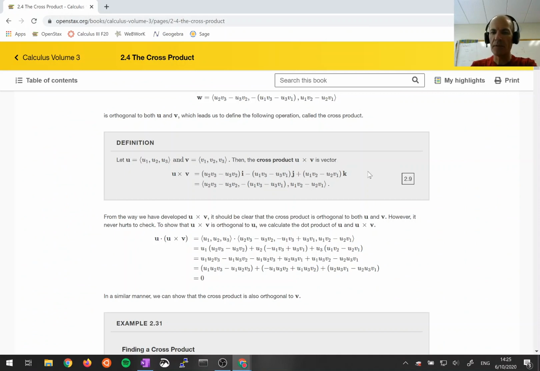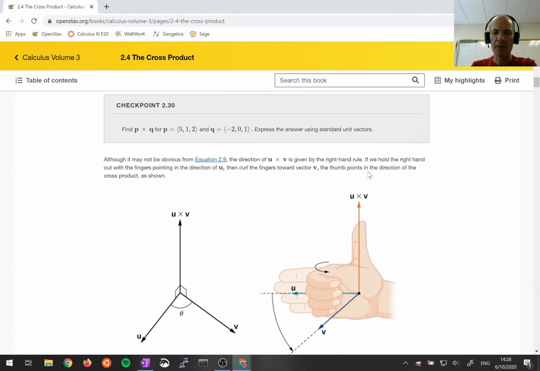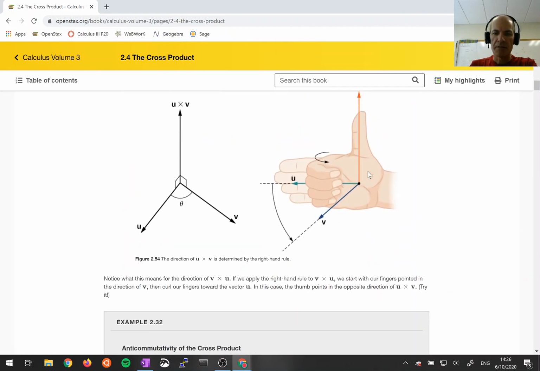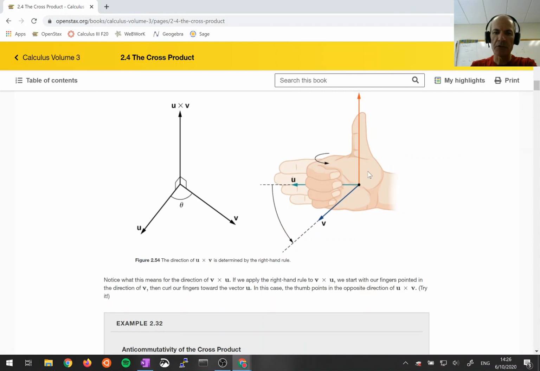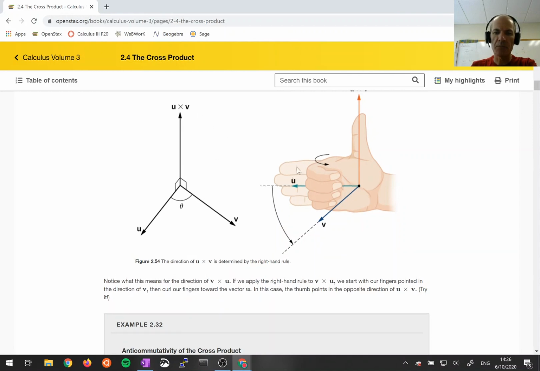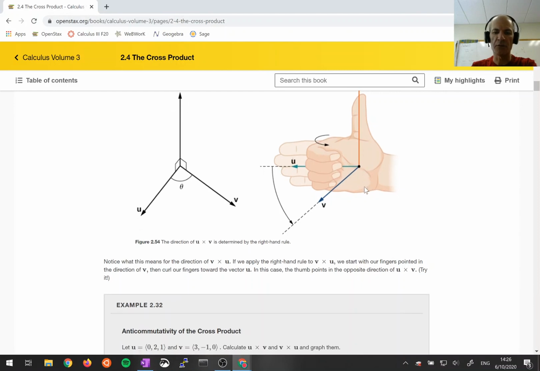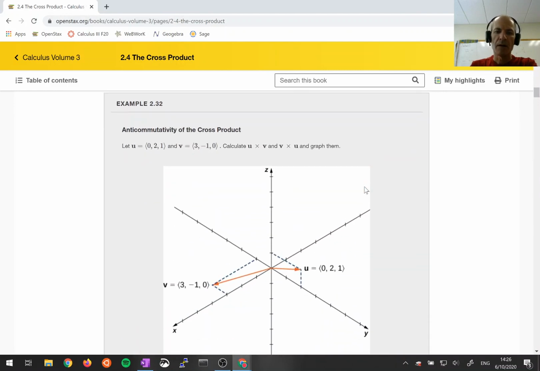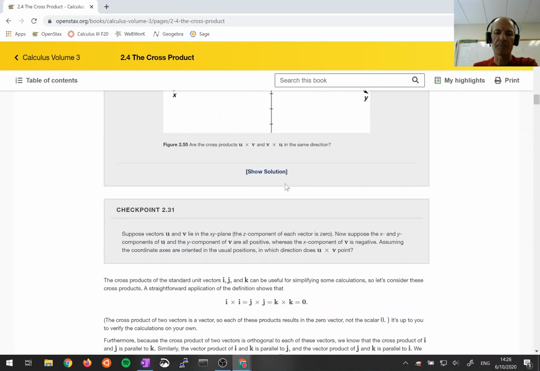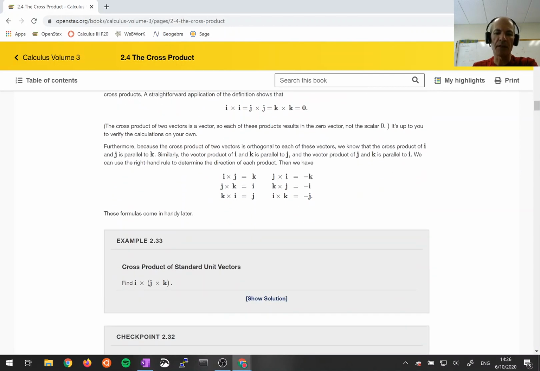Let's talk a little bit about some of the properties of the cross product. There is the cross product following the right-hand rule. So again, u cross v, you point your fingers along u, your palm points in the direction of v, and your thumb points in the direction of u cross v. The cross product is said to be anti-commutative, in the way that if you reverse the order of the vectors, you introduce a minus sign. So it's almost commutative up to a minus sign.